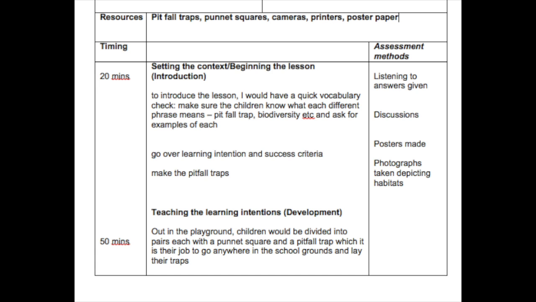The first part of the teaching and learning is getting the children into pairs and having them get a Punnett square and pitfall trap each and go anywhere in the school grounds to be able to find an area where they want to check the biodiversity for.